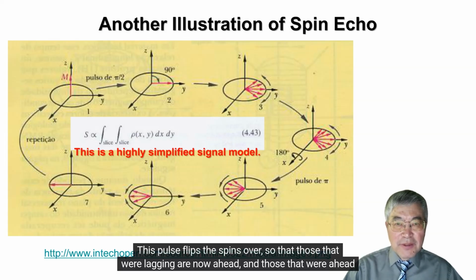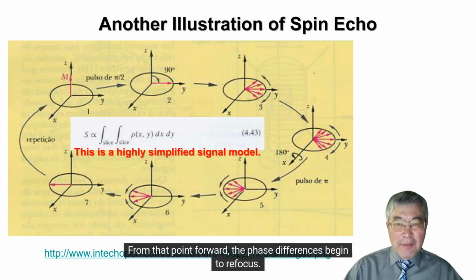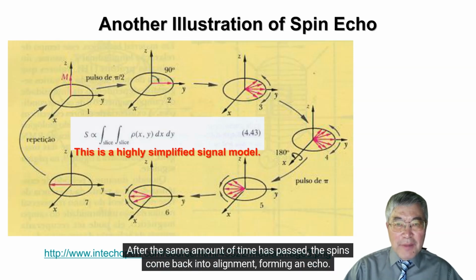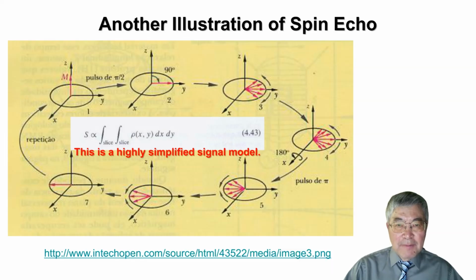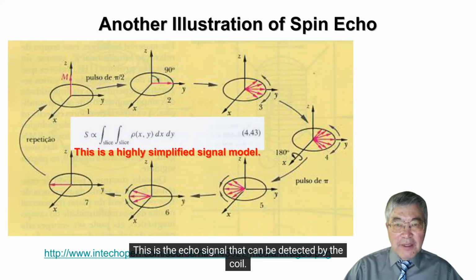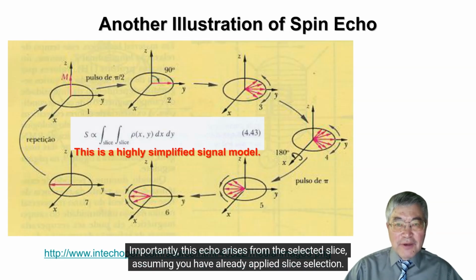This pulse flips the spins over, so that those that were lagging are now ahead, and those that were ahead are now behind. From that point forward, the phase differences begin to refocus. After the same amount of time has passed, the spins come back into alignment, forming an echo. This is the echo signal that can be detected by the coil. Importantly, this echo arises from the selected slice, assuming you have already applied slice selection.